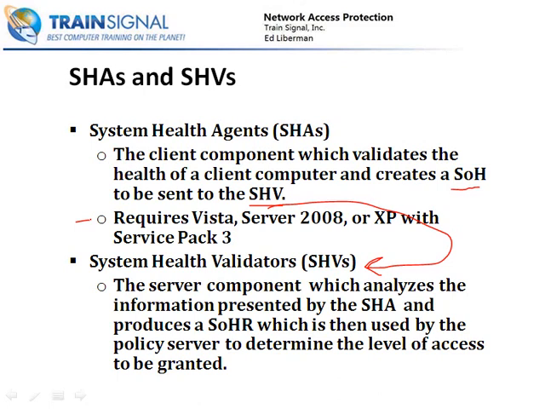Now, let's move on down to this System Health Validator. This is the server component, and here we go with all the acronyms again, which analyzes the information presented by the SHA. And what was that information that was presented? Well, it was the SOH that got presented and produces, you're going to love this, an SOHR, which if you can remember, SOH is Statement of Health. Well, SOHR is Statement of Health Response. And that response is then used by the policy server to determine the level of access to be granted.